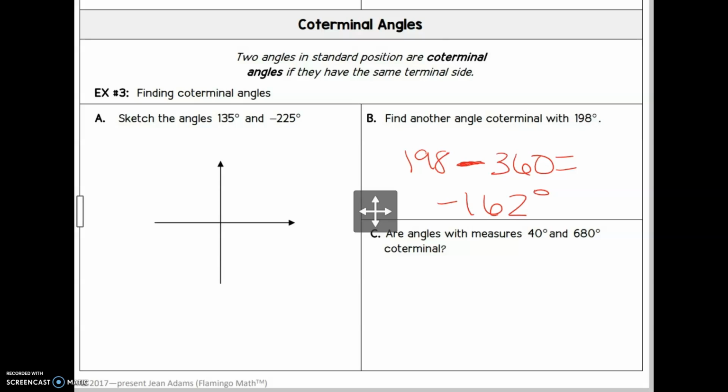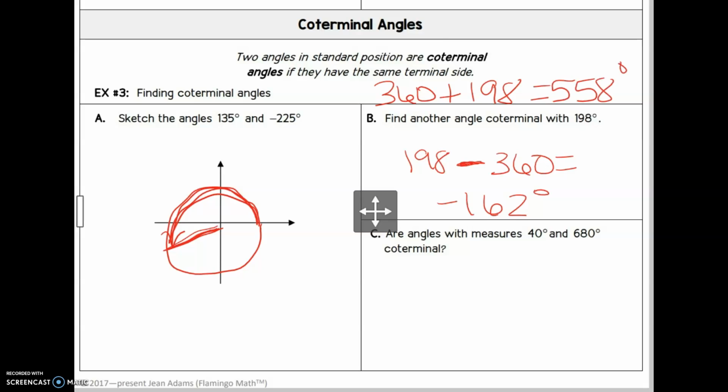So if we did a full circle plus your 198 degrees, which is right about there, right? That's where your terminal side is. So a full circle, and then it makes its way back around right here being 198 degrees. You would do 360 plus 198, and that's going to equal 558. Okay, so that's how we get that. So that's okay to have past a full circle when you're talking about another coterminal angle.